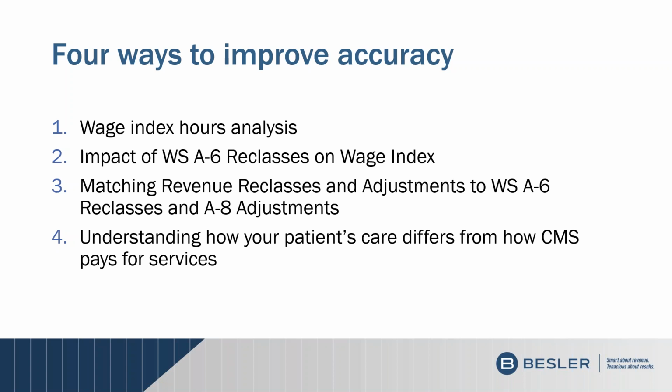The third item is going to be talking about revenue matching with the expenses and making sure that our revenues are reflecting any of those changes from A6s and A8s, and we'll walk through how that's done. And then the last thing is we're going to talk about understanding how patient care is provided at your facilities versus how CMS pays for services. And this is becoming a bigger and bigger item. As we talk about this, you'll see how this starts to impact our cost report and the things we need to look for.